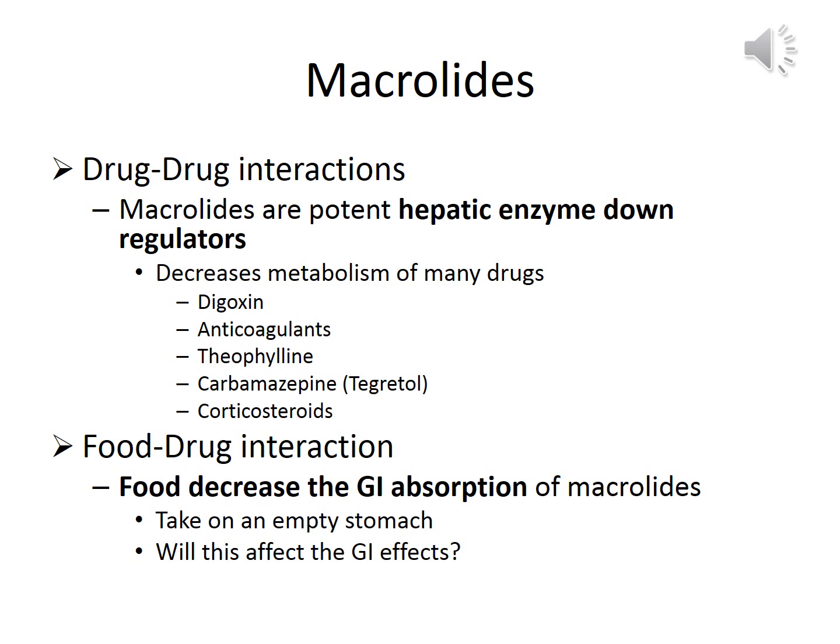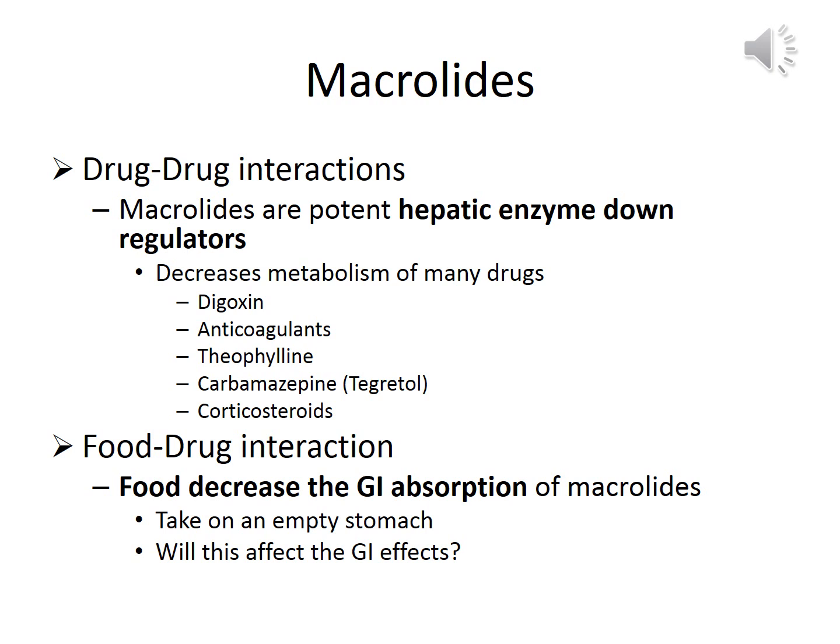Macrolides are huge hepatic enzyme downregulators. So in other words, unlike tetracyclines, which we said actually increase the amount of liver metabolism that goes on, these drugs are very potent inhibitors of the enzymes of the liver. And so they interact with a lot of drugs because of that. And so we'll see increased toxicity in many drugs.